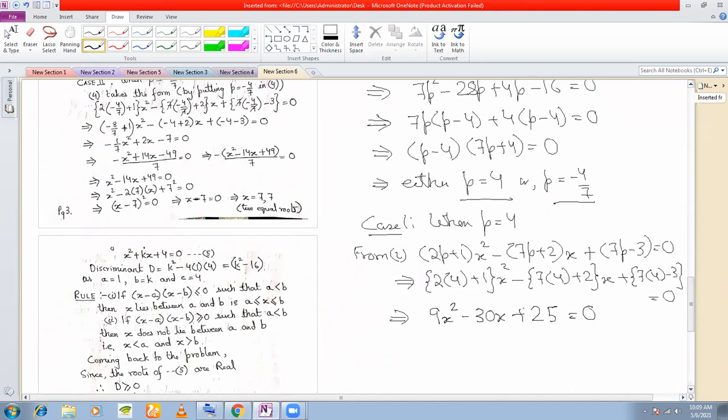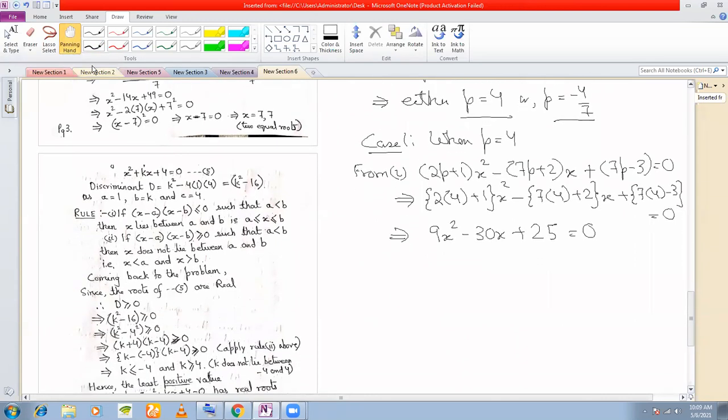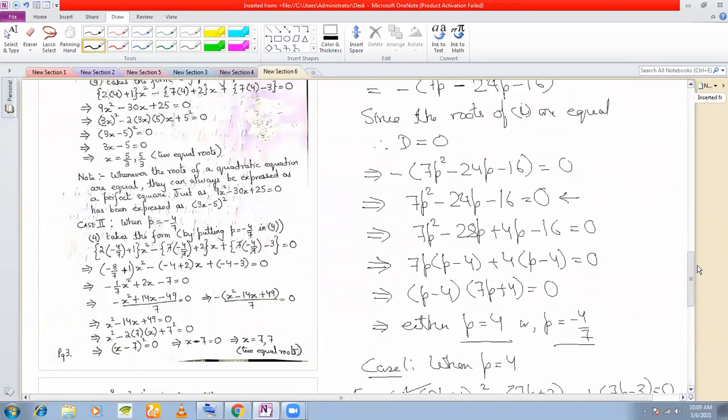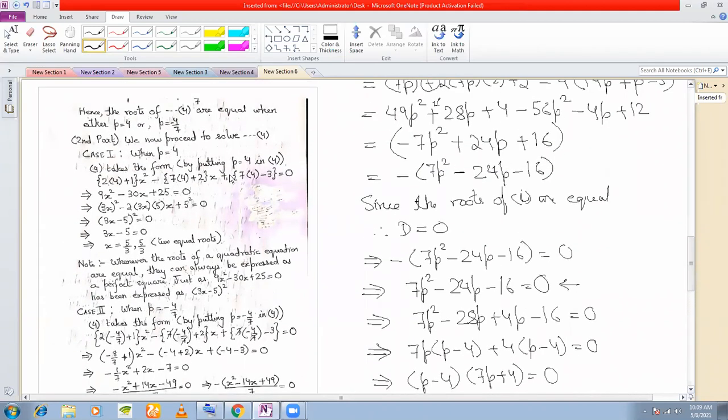Okay, so simplify this, you get this quadratic. Now see here, as I told you, when you know that the roots of an equation are equal, you have already shown that for p is equal to 4, the roots of this will be equal. So you can proceed in this manner as I have done here. You can factorize this into a perfect square because you know that the roots of this equation are equal. So that is why, if you see, it has been factorized into a perfect square.